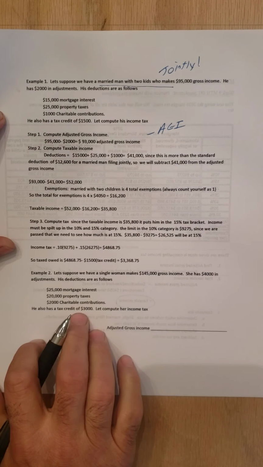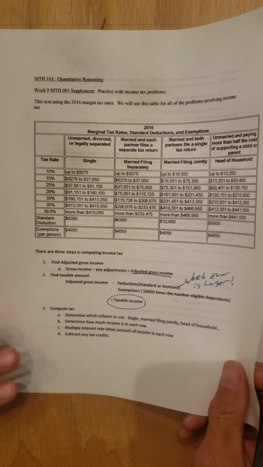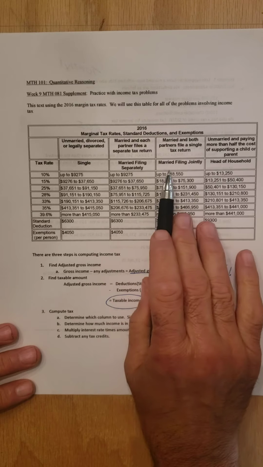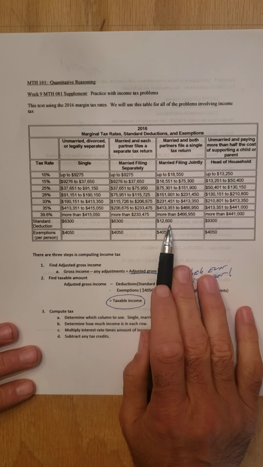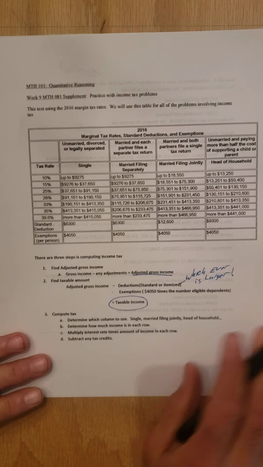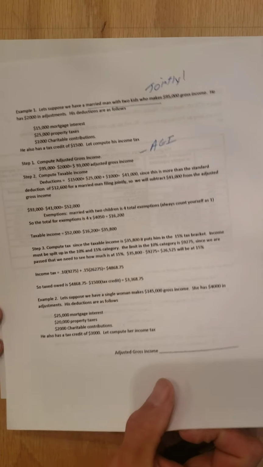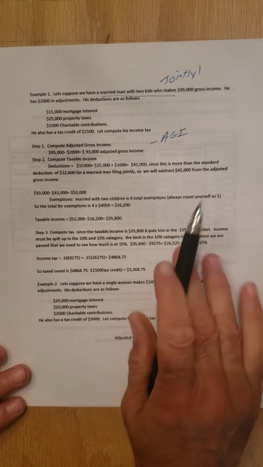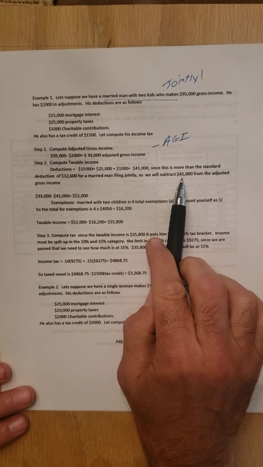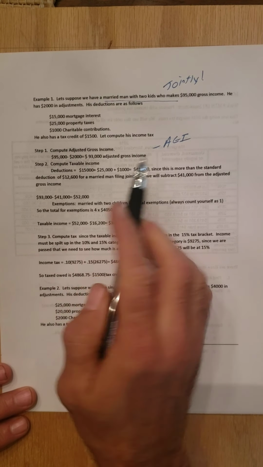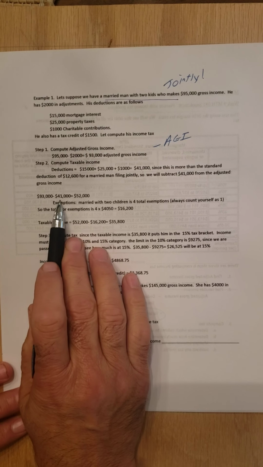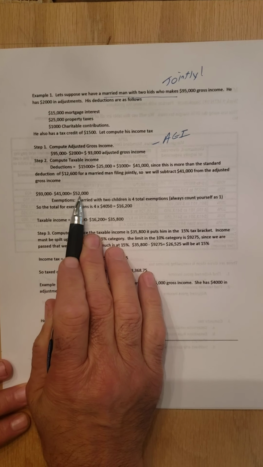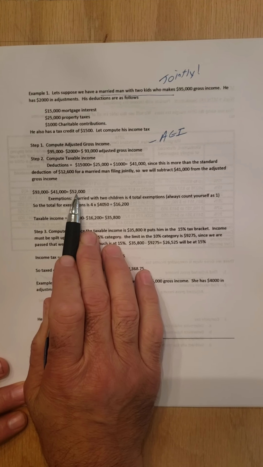Okay. So if I look at the standard deduction for married filing jointly, it's $12,600. Okay. Since his deductions are $41,000, that's a lot more. We're going to use this as a deduction, and that's what we're going to subtract. So we're going to take this $93,000, subtract the $41,000, and that gives me $52,000.